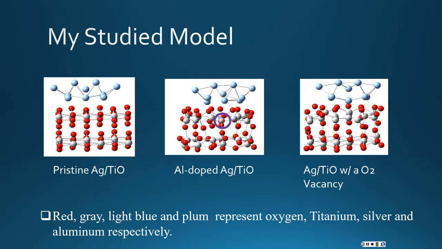I studied this system using the DFT methodology. This one is the pristine titanium oxide layer with the metal. And in this one, I replaced one titanium with aluminum in the titanium oxide layer to see how it changed the conductivity. I also studied how oxygen vacancy changes the conductivity, but I didn't complete that system, so I just worked on these two.